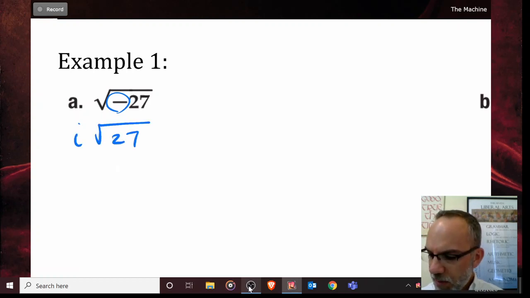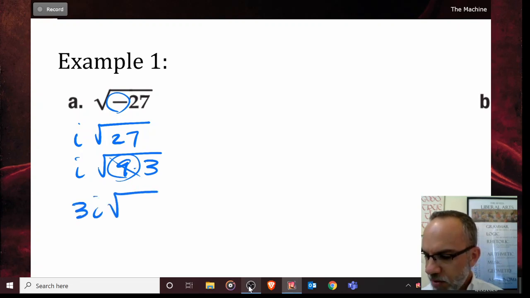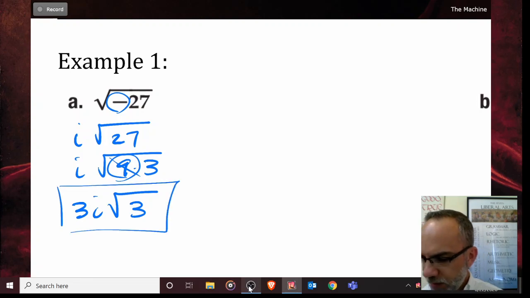Now 27 can be broken down into a 9 times a 3. So then the 9 comes out, the square root of 9 is a 3. So that becomes 3i times the square root of 3. Okay, and that's as far as you can go with it.